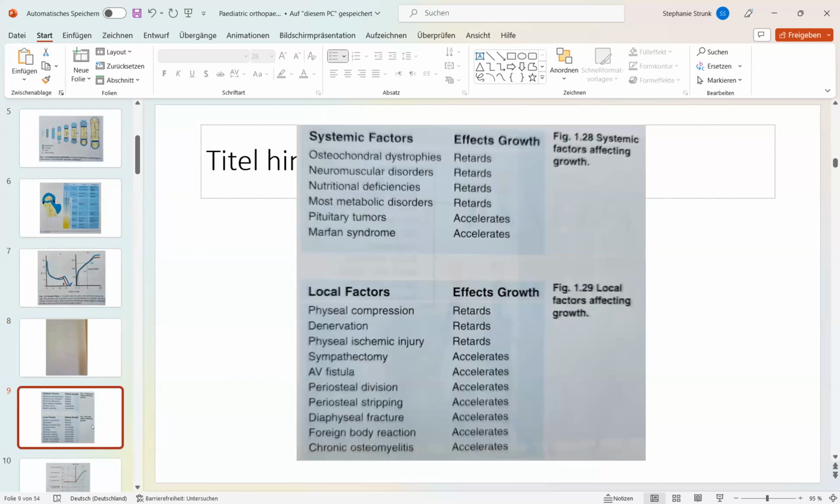So there are a couple of things that might have an effect on growth rates. Some accelerate and some retard growth. This is just an overview to look up if you want to know that. Different factors have different effects on the growth plate. Physical compression retards, ischemic injury retards, fracture might accelerate, and of course we have the rickets. I'll show you examples later on.